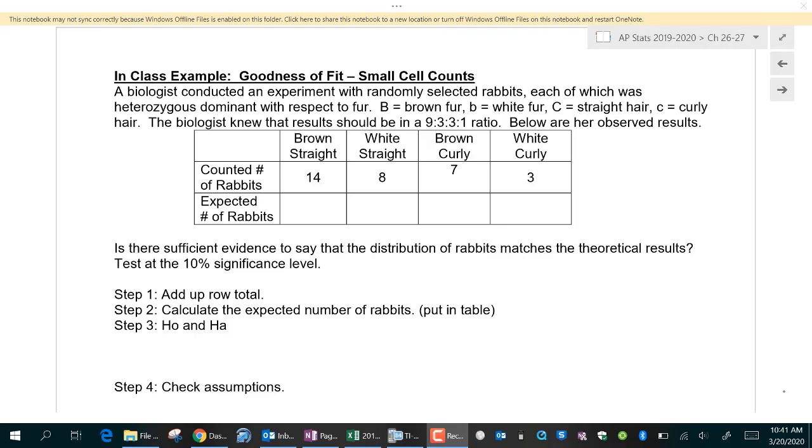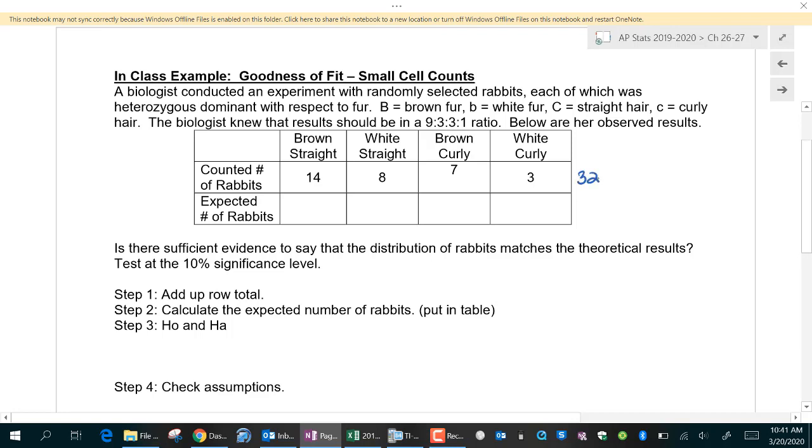So the example says a biologist conducted an experiment with randomly selected rabbits, each of which was heterozygous dominant with respect to fur. Capital B is brown fur, lowercase b is white fur, capital C is straight hair, and lowercase c is curly hair. The biologist knew that results should be in a 9:3:3:1 ratio. Below are her observed results. So currently we have the counted number of rabbits. If we add this all up, it should add up to 32 rabbits altogether.